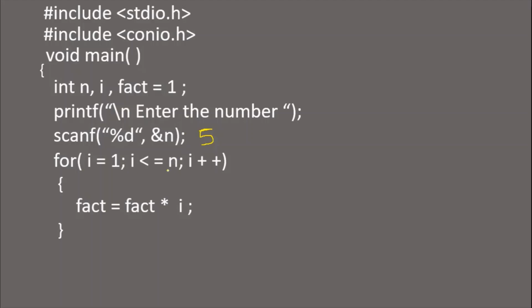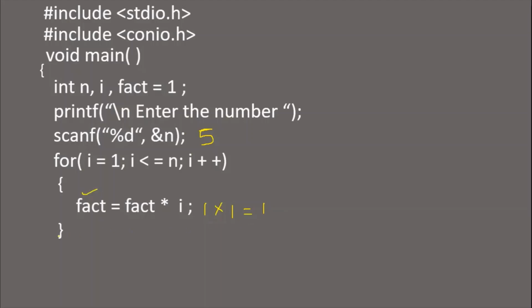The condition is true. It will come here. And what is written here? fact is equal to fact into I. So what is the value of fact? Initially, the fact variable is initialized with 1. So fact is equal to 1. What is the value of I? It is also 1. So 1 into 1 multiplication is performed and the result is also 1, and it is stored in the variable fact. So the new value of fact is 1.